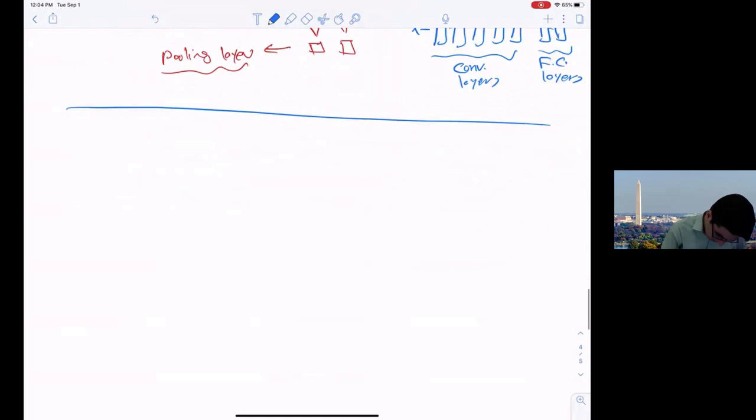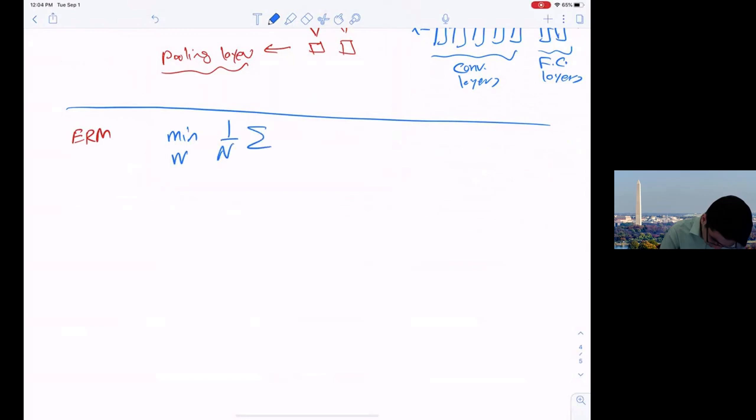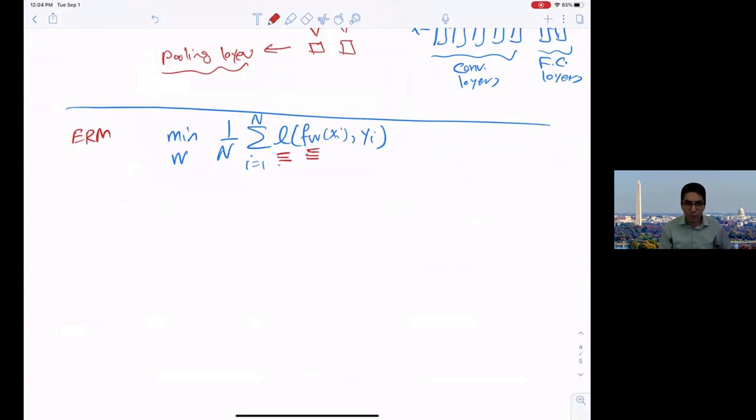Again, let's recall what was my ERM. I'm minimizing over W the sum of my losses between F_W of X_i and Y_i. So far we know what loss functions are. We know what is F_W, MLP, convolution, or maybe other types of functions. And now we want to see how we can solve this optimization problem.